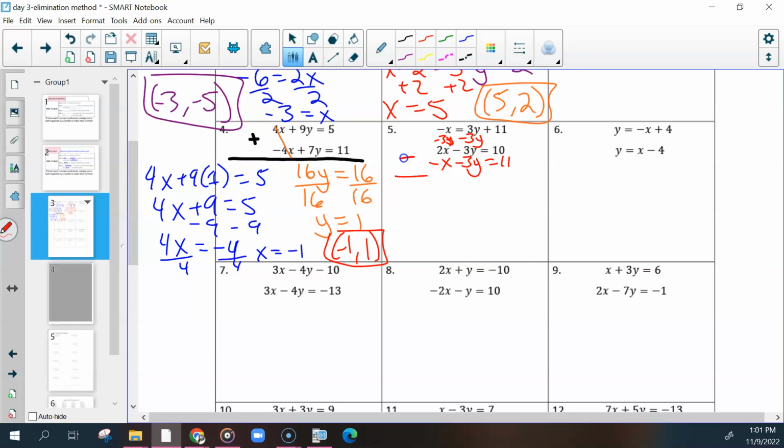Okay, so we're subtracting this and this. So 2x minus a -x would be plus. -3 minus a negative would end up being a plus, but those would cancel. And then 10 minus 11 would be a -1.